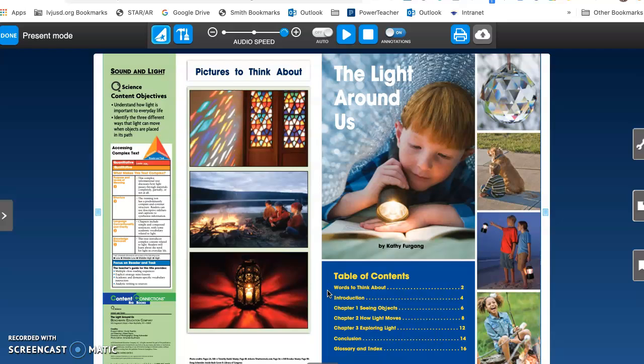It has a words to think about, an introduction. It looks like there are 3 chapters in this book about seeing objects, how light moves, and exploring light. There is a conclusion, and then a glossary and index. And it tells me the pages that I can go to if I wanted to go straight to a page to find some information. Okay, so from this table of contents, I can tell that this text is going to teach me about light, how light moves, how we see objects, and how we can explore light. It's also going to have some important words for me to learn in the text as well.